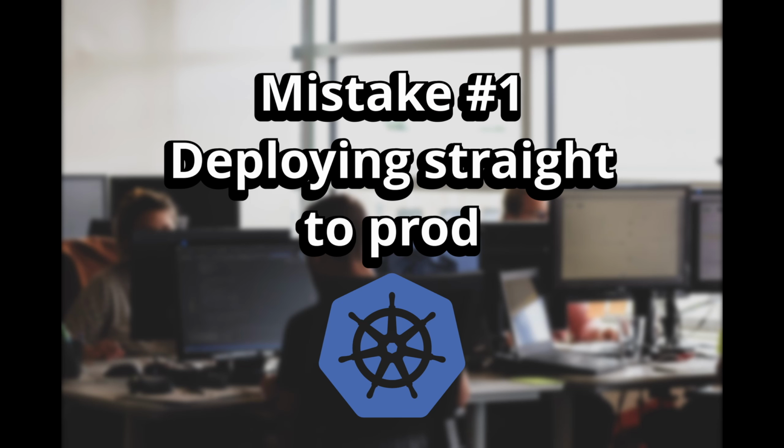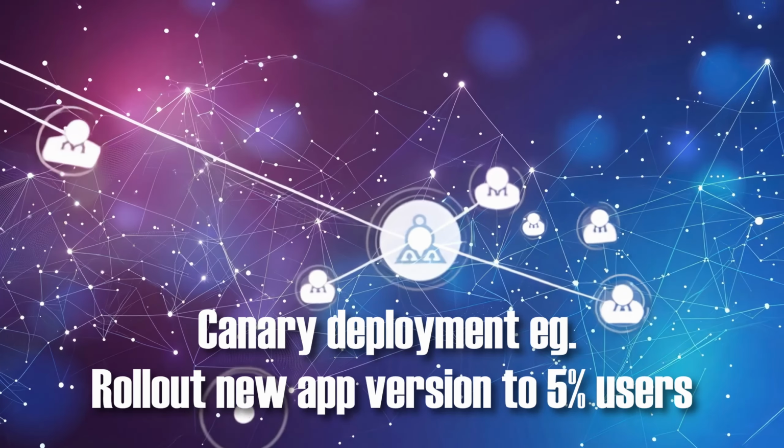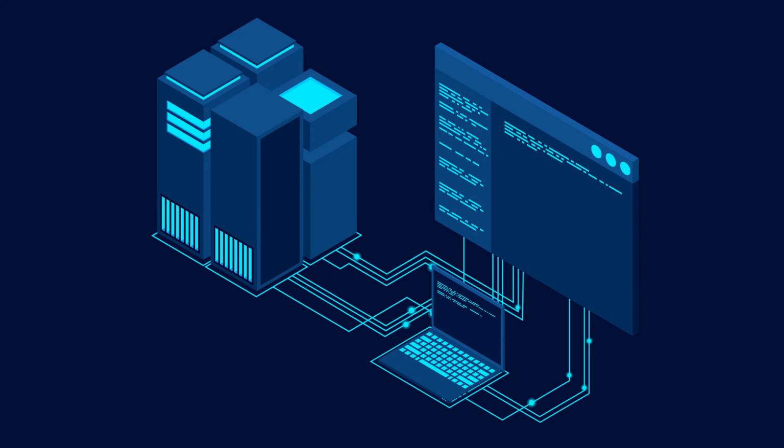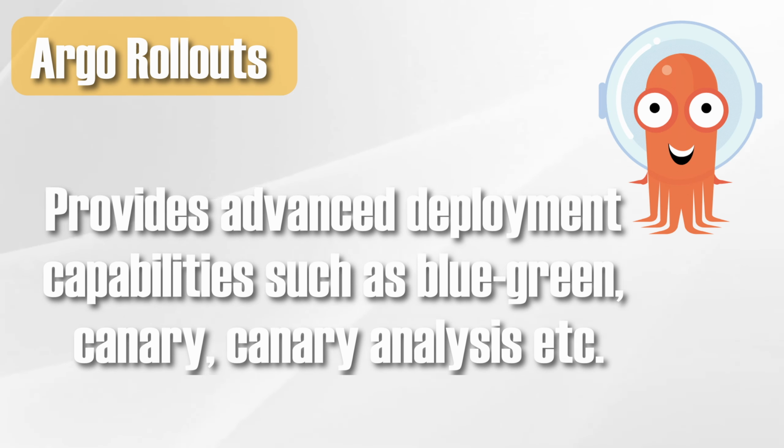Deploying updates directly to production is asking for trouble. If a bug slips through, you risk a full outage. Use canary deployments, gradually rolling out updates to a subset of users, or blue-green deployments, switching between two environments. Argo Rollouts make this easy. It automates traffic shifting so you can monitor new releases without risking everything.